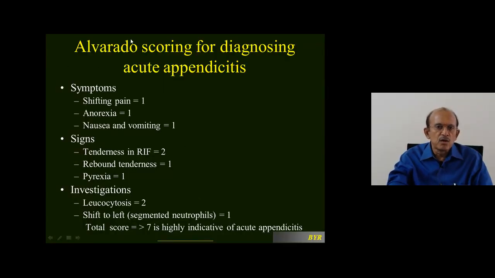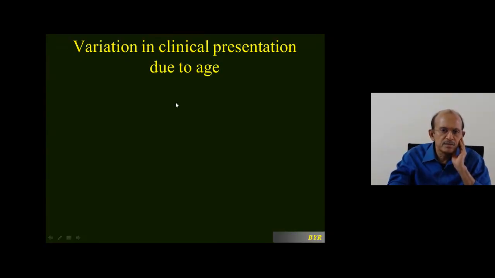So this Alvarado has recorded the symptoms and signs in various people, a large section of people with appendicitis. And he has given the scoring, and he has studied and found that if it is more than 7, they will surely have acute appendicitis.